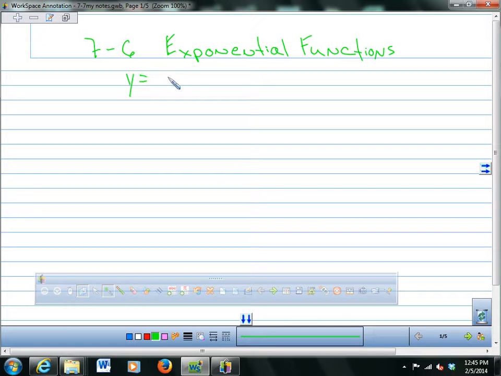They're functions of the form y equals a times b raised to the x power. And exponential functions come up a lot in modeling real life behavior of things. Can anyone think of something?